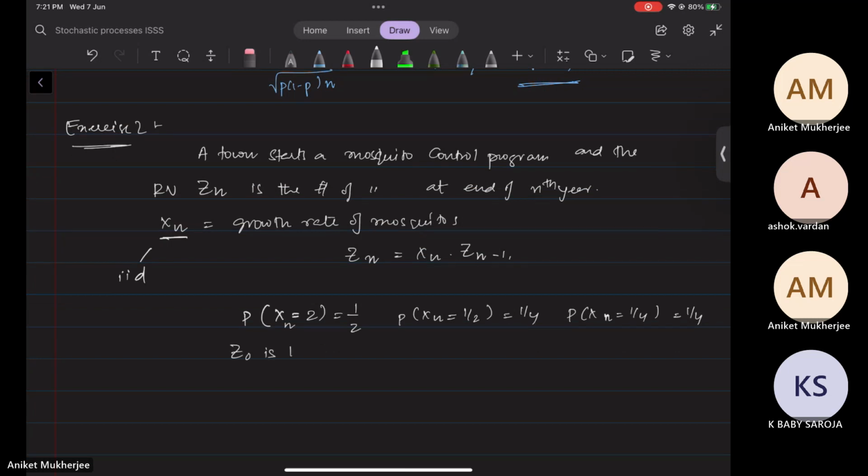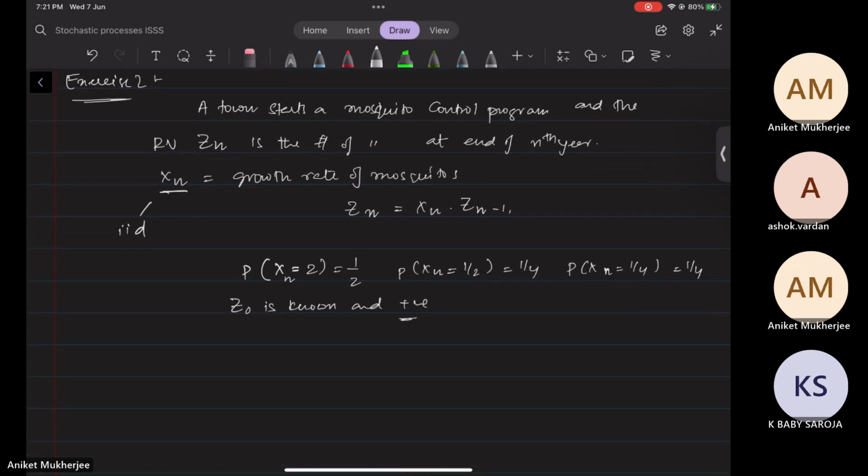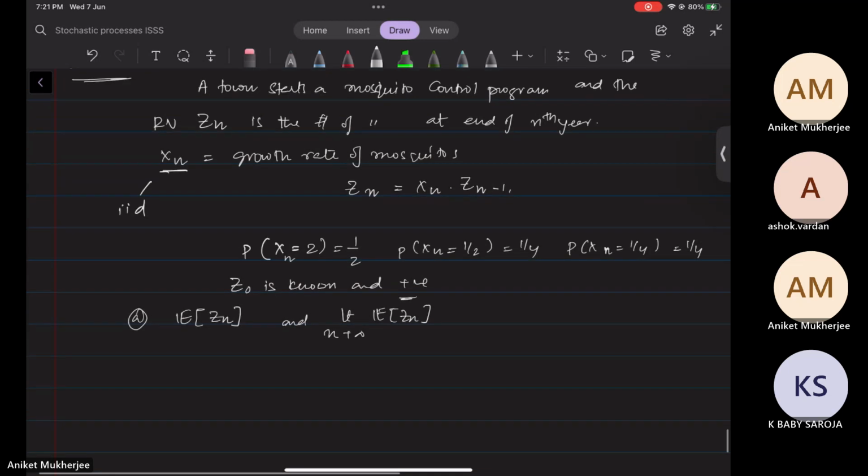Z0 is known and positive. So the first year there are some positive number of mosquitoes. So what we want to find is the limit as n tends to infinity of the expectation of Zn. We want to find this, and using this we want to tell something about how successful the mosquito control program is.